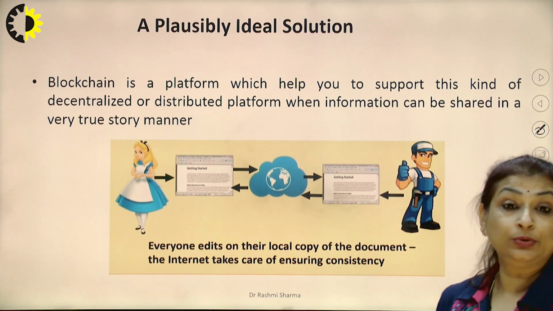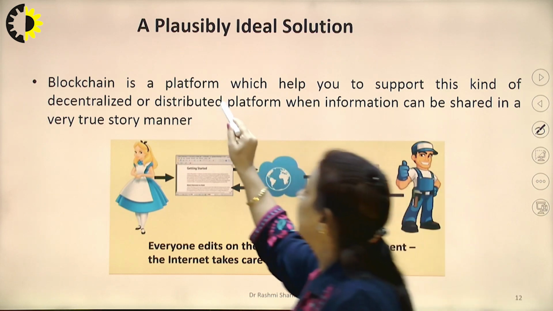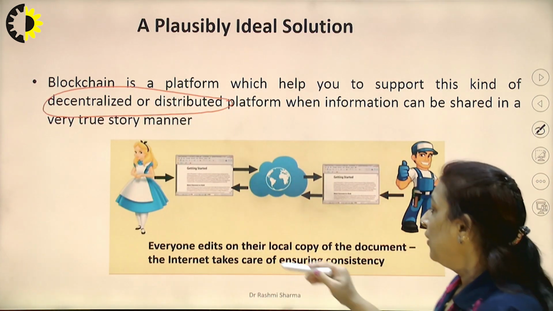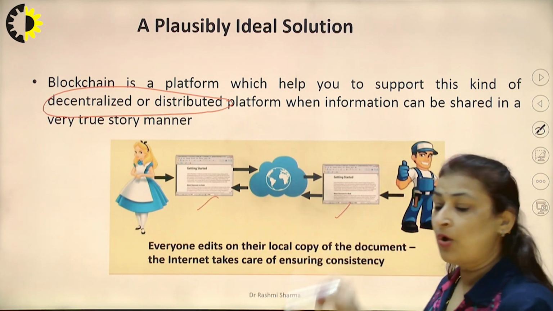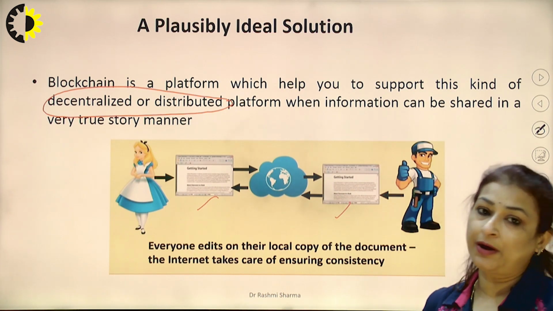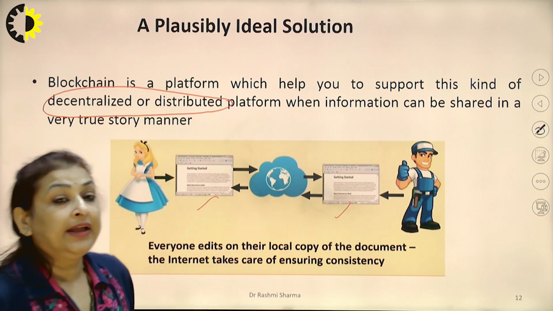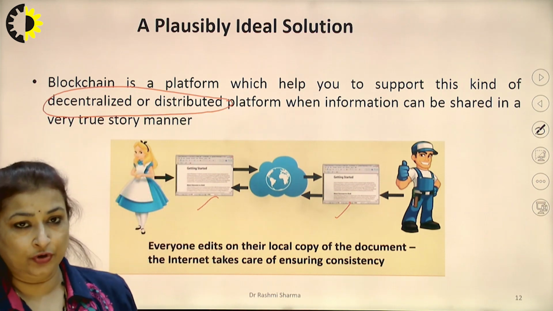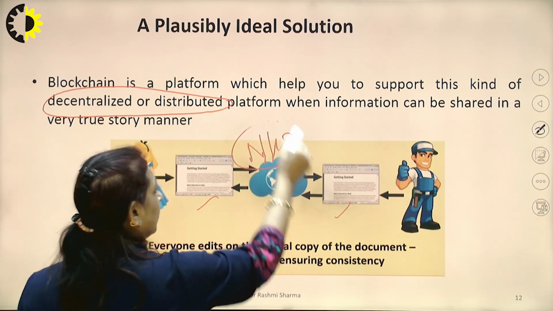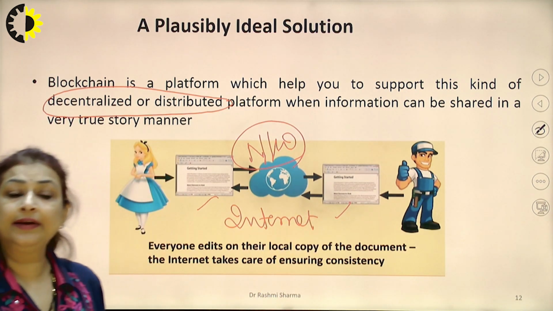So now, the same example. The solution is that in the blockchain platform we have this decentralized or distributed platform, and Alice and Bob both have their local copies. They are simultaneously changing the document, and as they change it, they ensure the consistency of the document. This is basically taken care of by the network or the internet through which they are connected with each other.